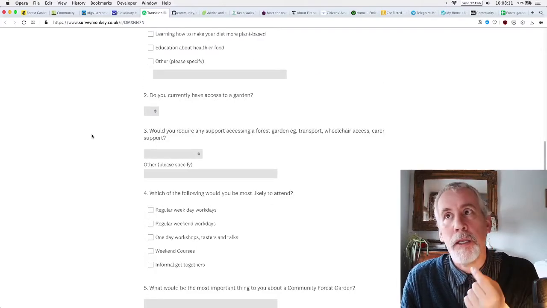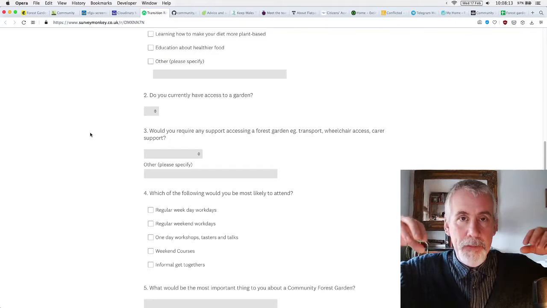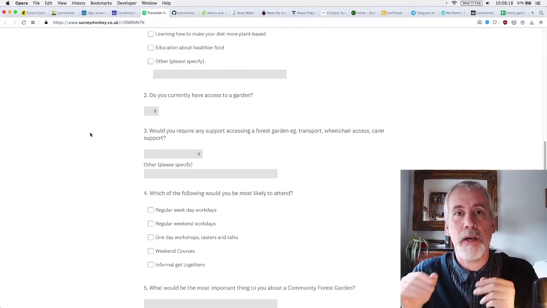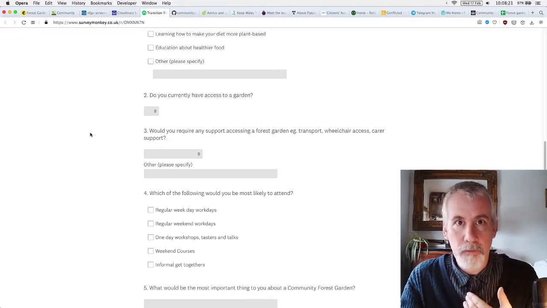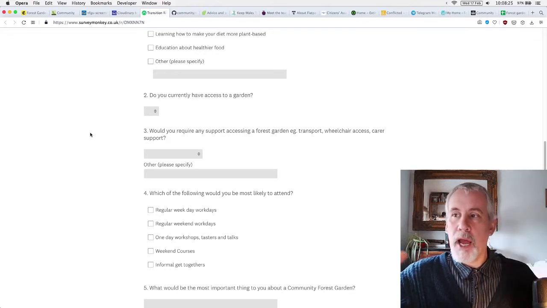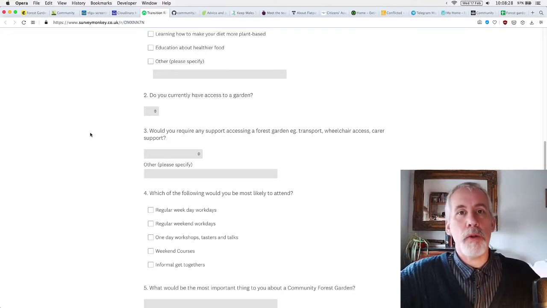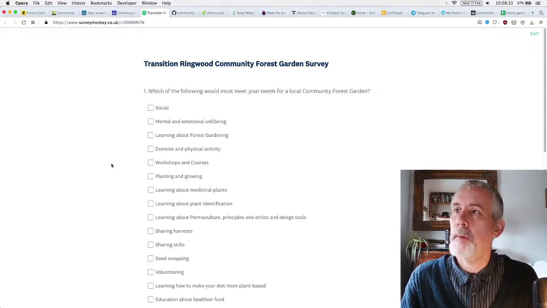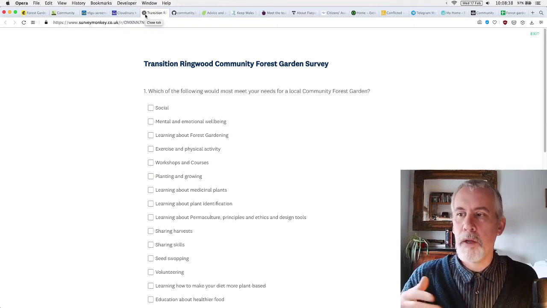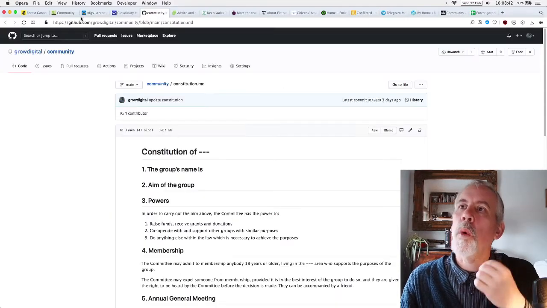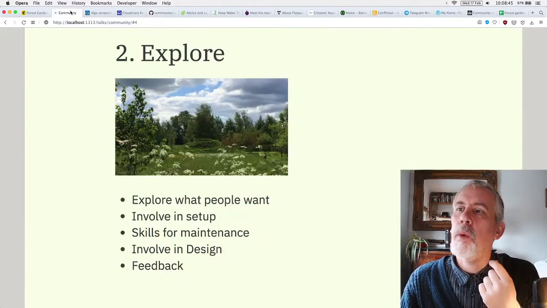I'm very lucky for this particular project because the people are in a fixed location on that site, and that's who it's for. It's very clearly defined. There will be other community forest gardens where the catchment area is much wider and much more diverse. So how you gather information, how you pull people together will be different. But this is using SurveyMonkey as a way of creating a questionnaire and then sharing it with people. But you just need to explore what people want.